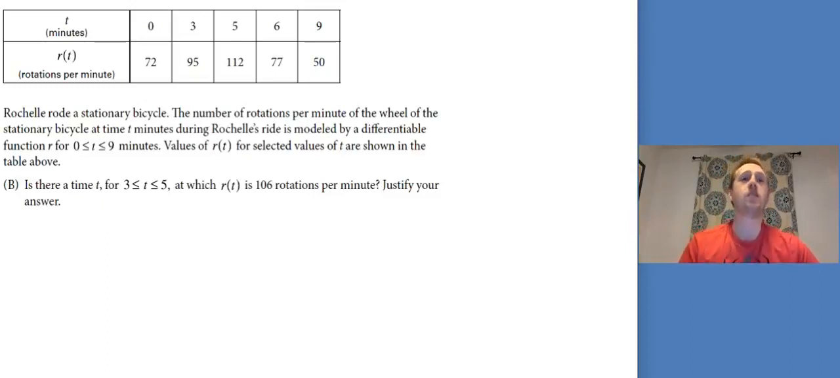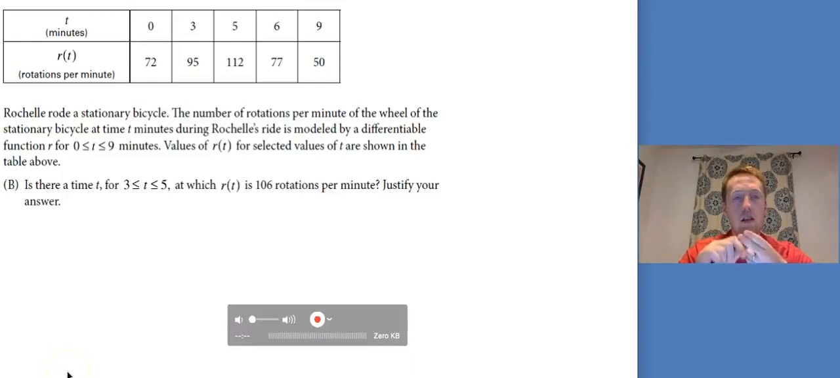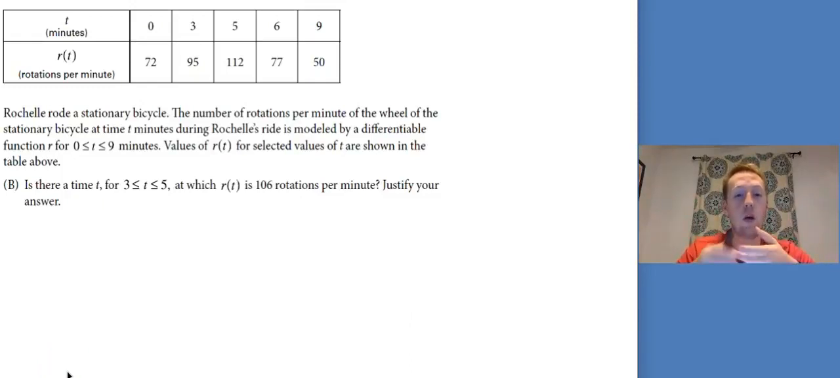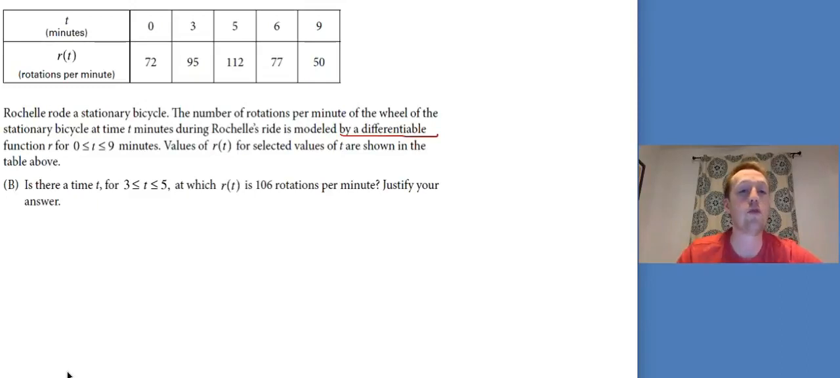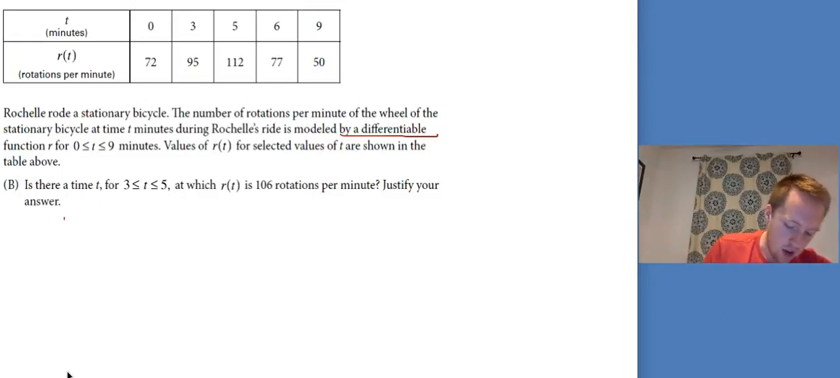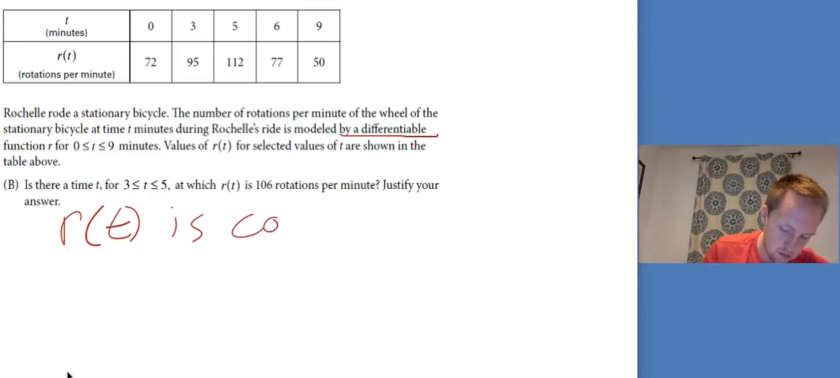So remember, I need to state that it's continuous, and I need to say that this value 106 is between the endpoints. So right here, that's how I know the function is continuous, because if it's differentiable on that interval, it must be continuous on that interval. So I know that r of t is continuous on this interval.